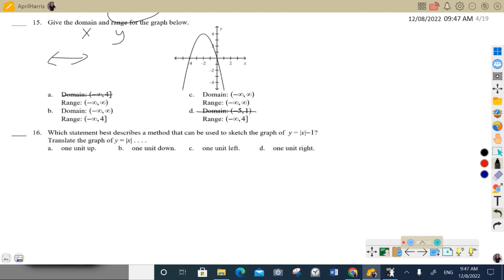All right. The range are the y values, you want to look from the bottom to the top. Does it go down forever? Yeah. Does it go up forever? No. How high does it go? 4. So negative infinity to 4. All right, last one on this page. Name that function.